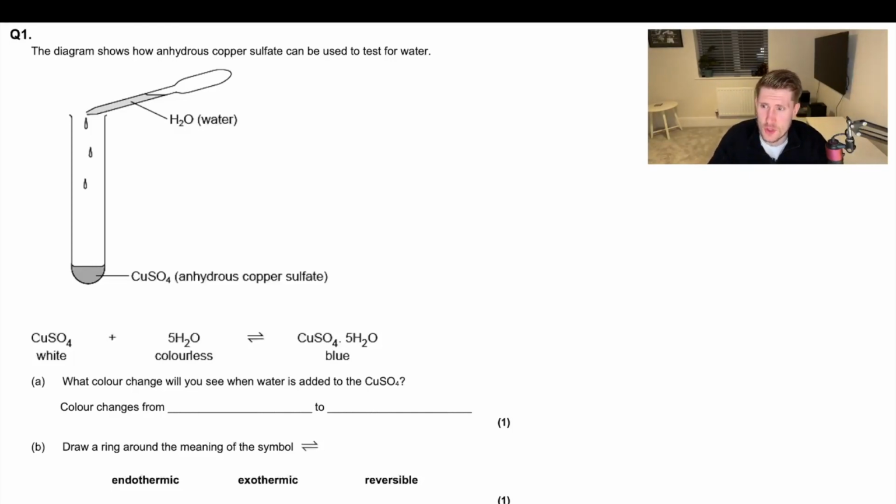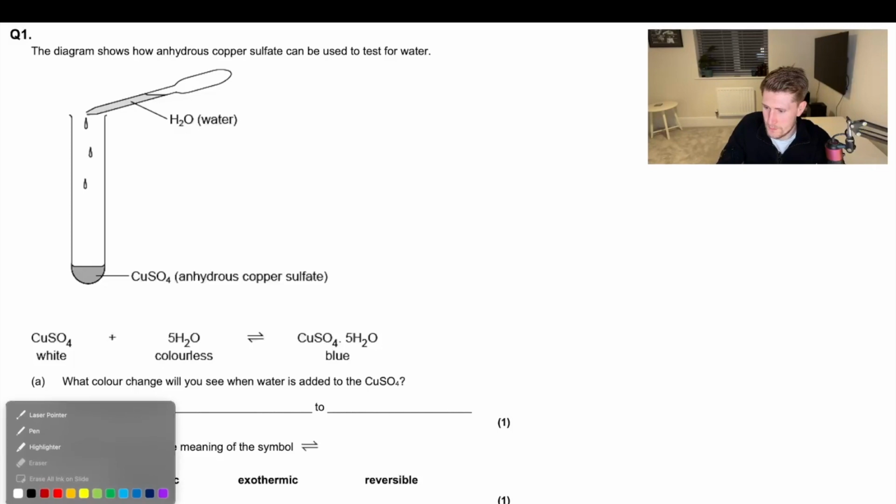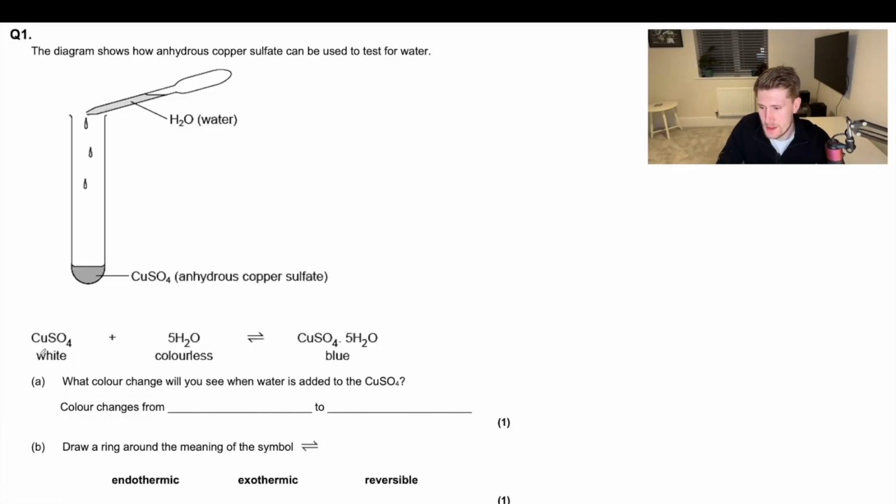It says the diagram shows how anhydrous copper sulfate can be used to test for water. So remember, this says anhydrous copper sulfate, so it doesn't have any water bonded to it. Now, if we look at the first part, it says what colour change would you expect to see when water is added to copper sulfate? And it's a very straightforward question. We can just use the equation that we've got here. So let's get the pen. And you can see that it starts off white. And then when we add the water, it goes from white to blue.